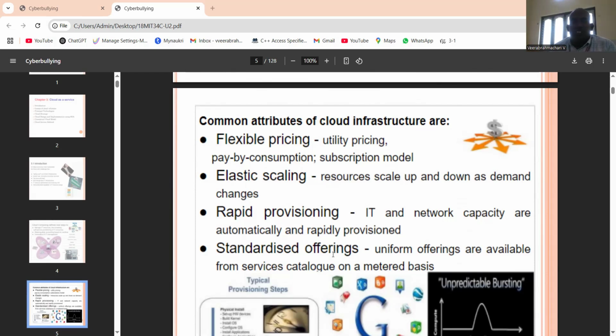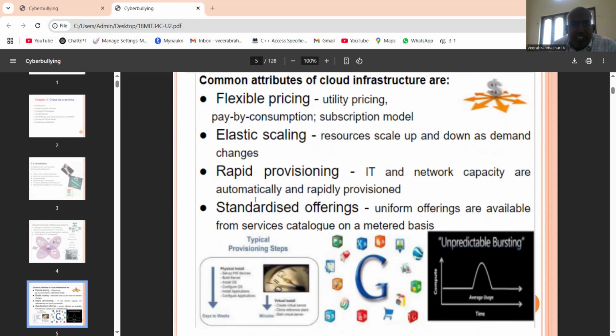First one is flexible pricing. Second one is elastic scaling. Third one is rapid provisioning of IT. And fourth one is various types of standardized offerings. The first one, flexible pricing, is the utility pricing rate, pay by consumption and subscription model.